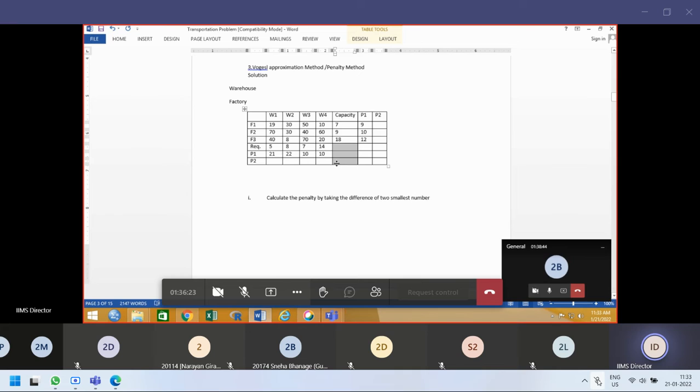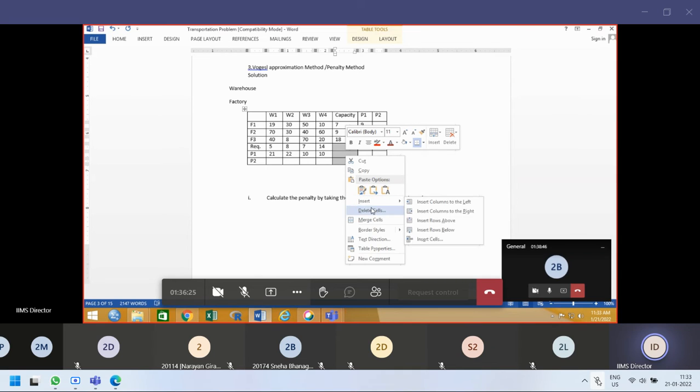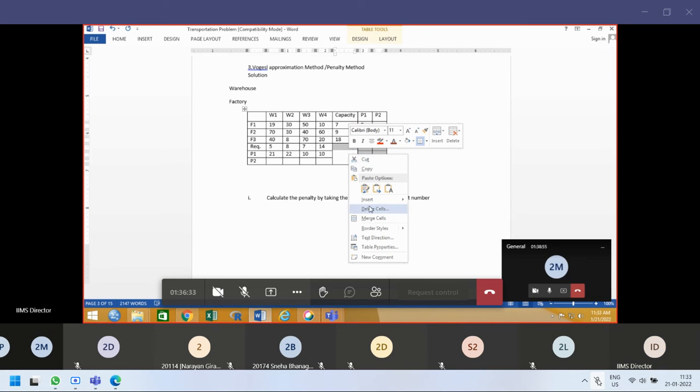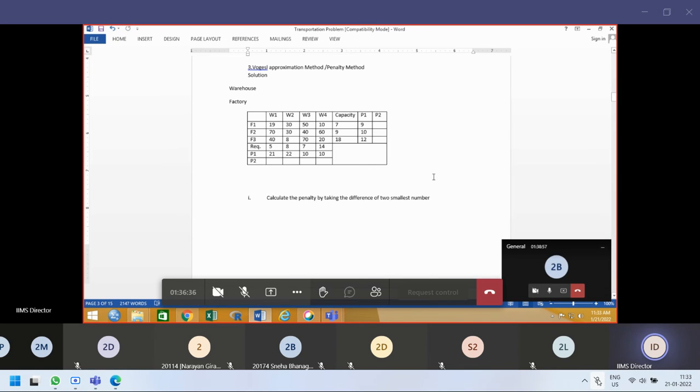Okay. Now, if you look at the penalty, which is the highest penalty, row wise and column wise, both ways? 22 is the highest penalty. So the second solution tip, note down.